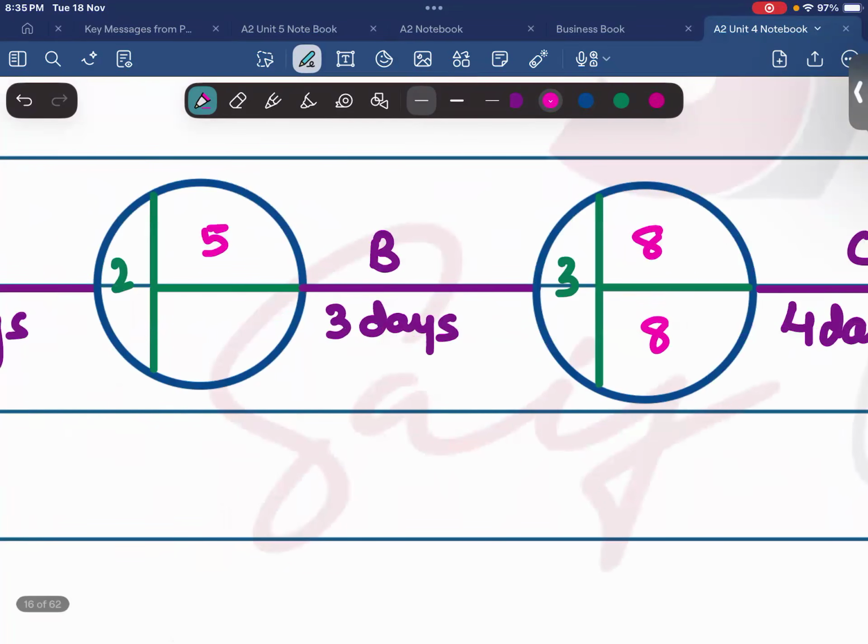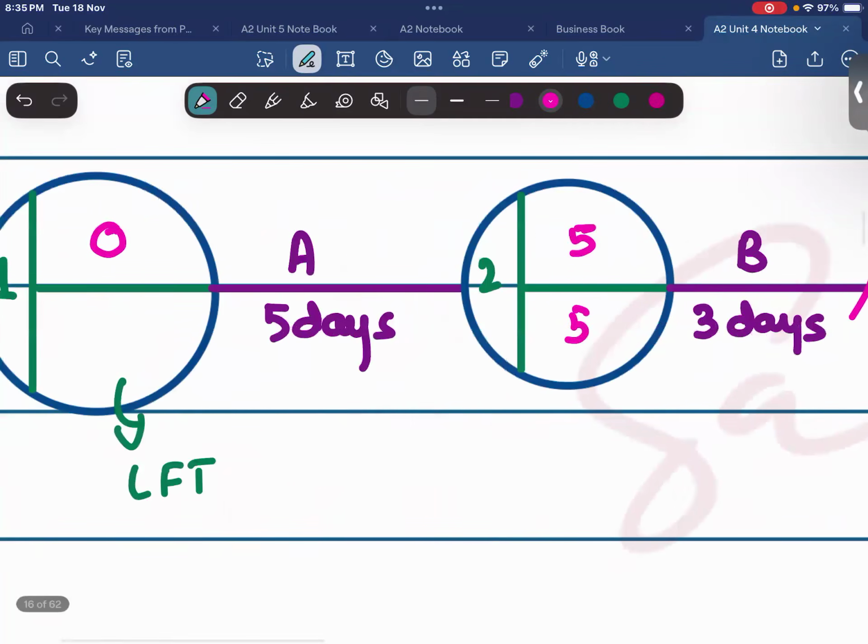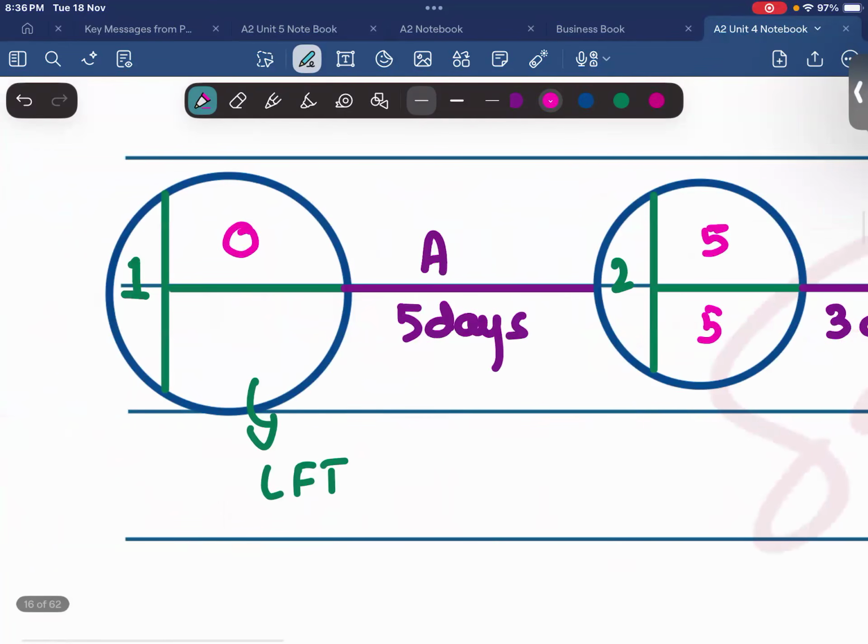Then from node number 3 to node number 2, 8 minus 3 is 5. The answer is same. So we are going to mark this activity. And from node number 2 to node number 1, 5 minus 5 is 0. The answer is same. And we are going to mark this activity.